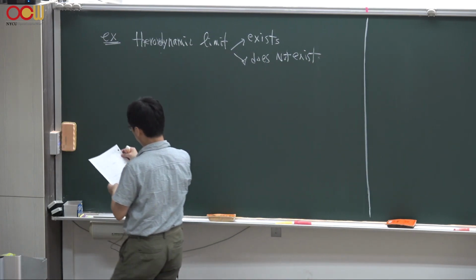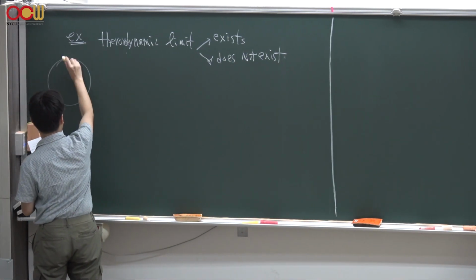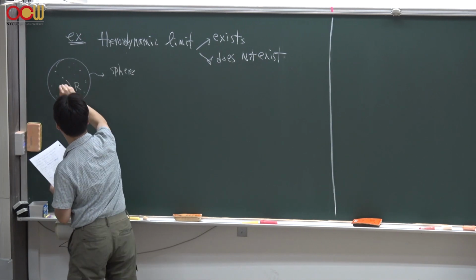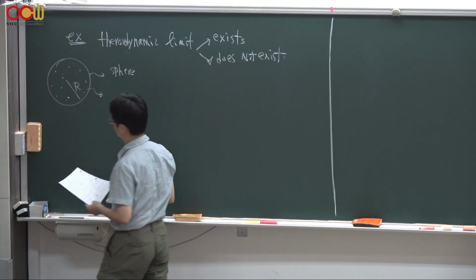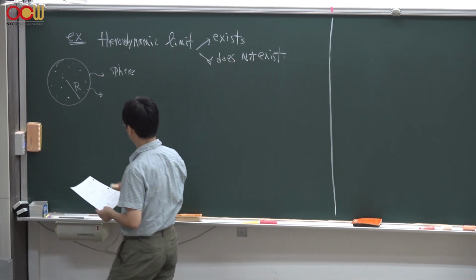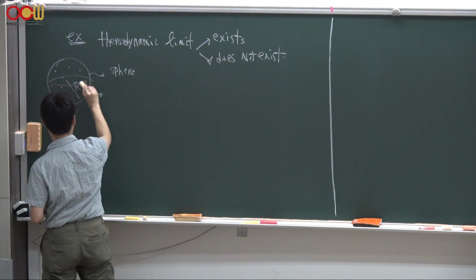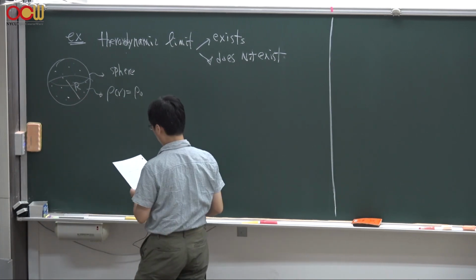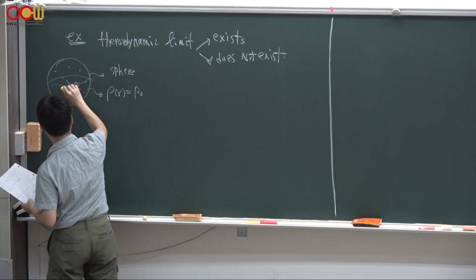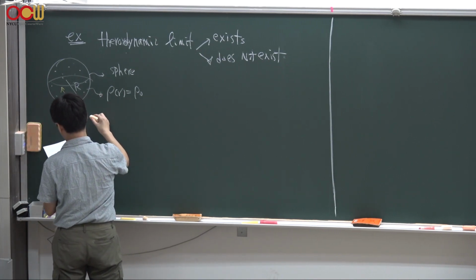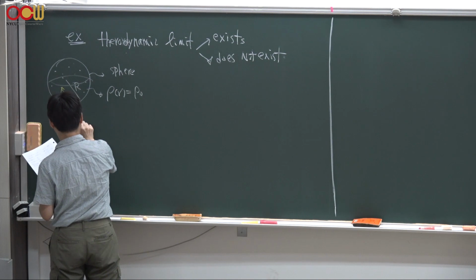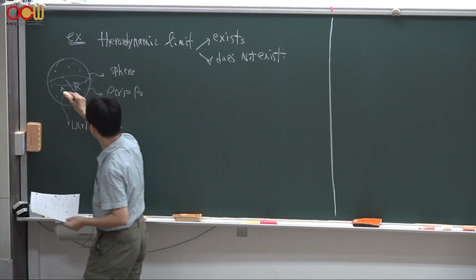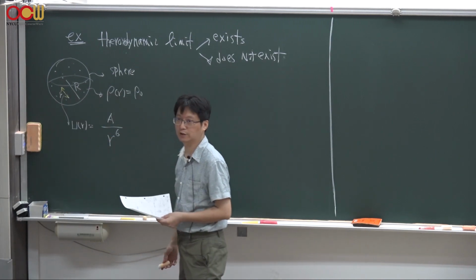Okay, so this example is the power law interactions in a sphere of radius capital R, and there are particles distributed uniformly inside the sphere with the density fixed as a constant. The interactions among these particles follow a power law behavior, which is 1 over r to the power of sigma, where r is the distance between any two particles.